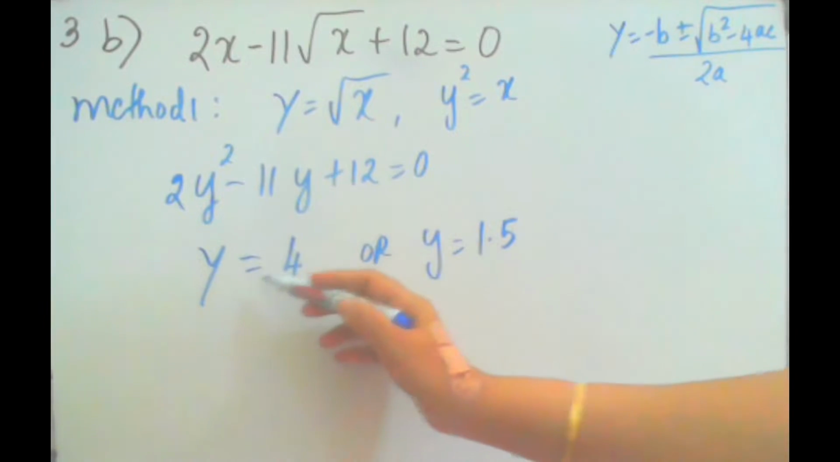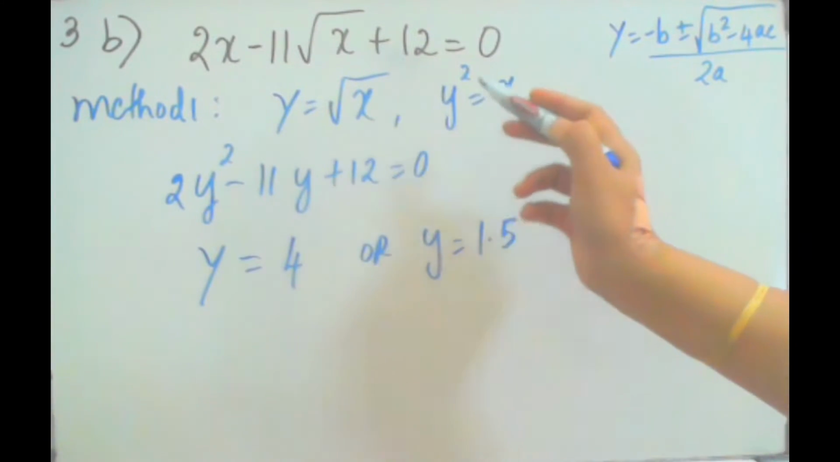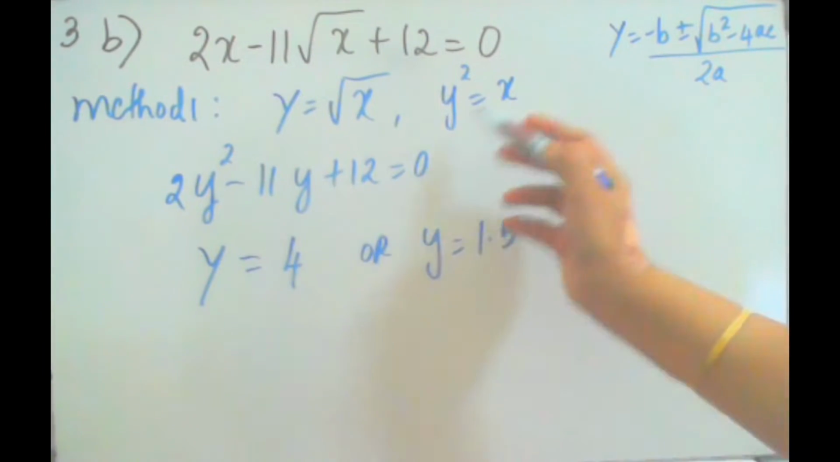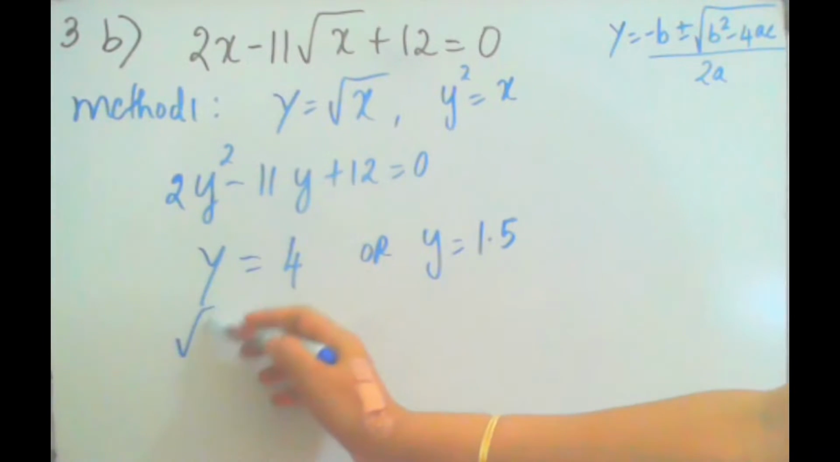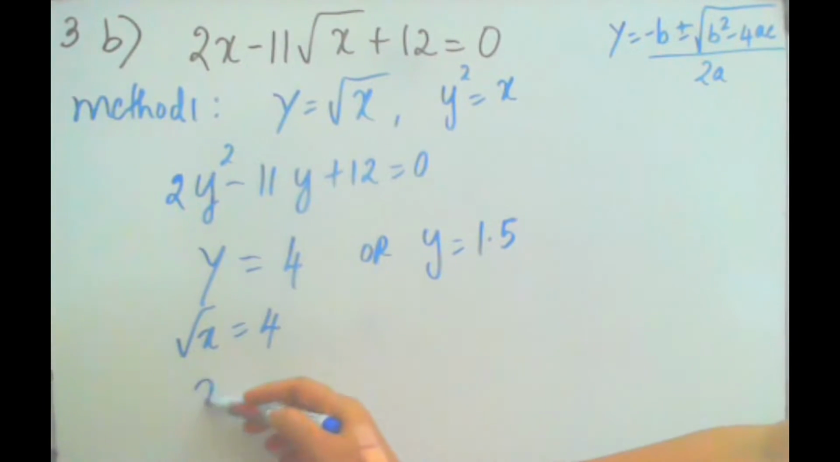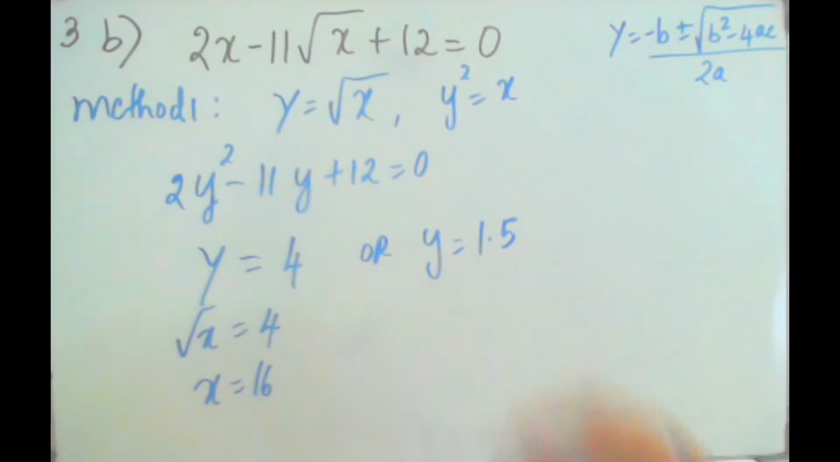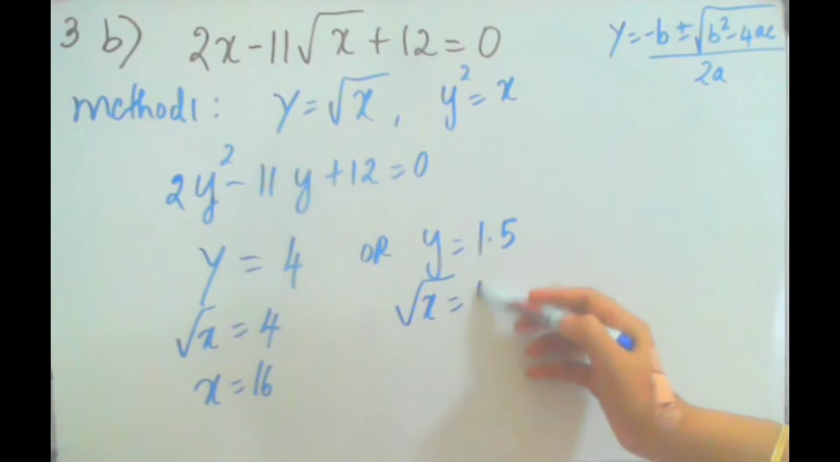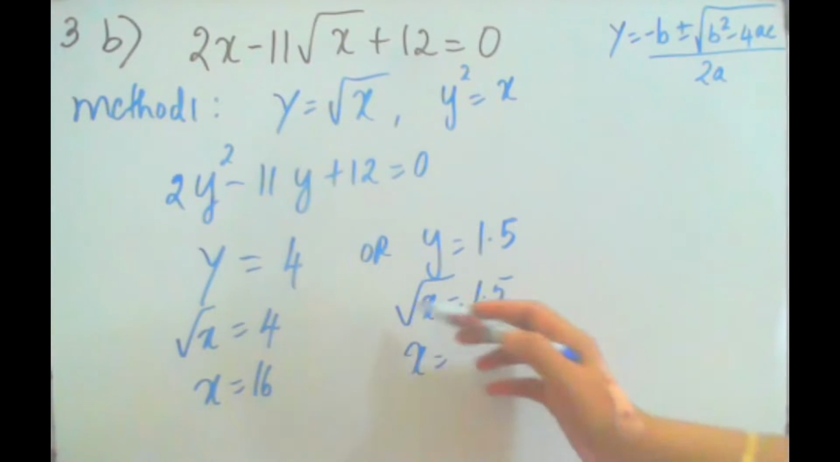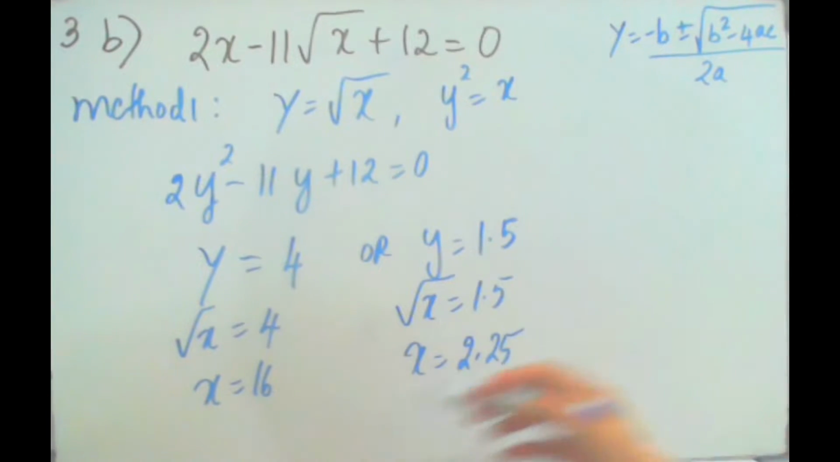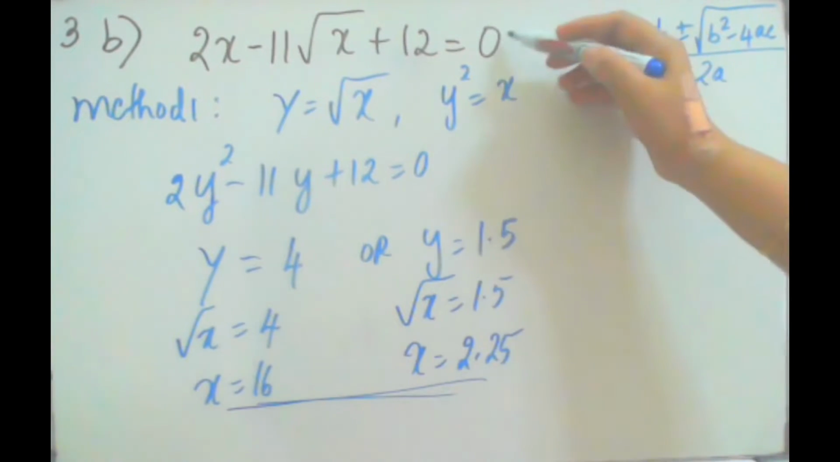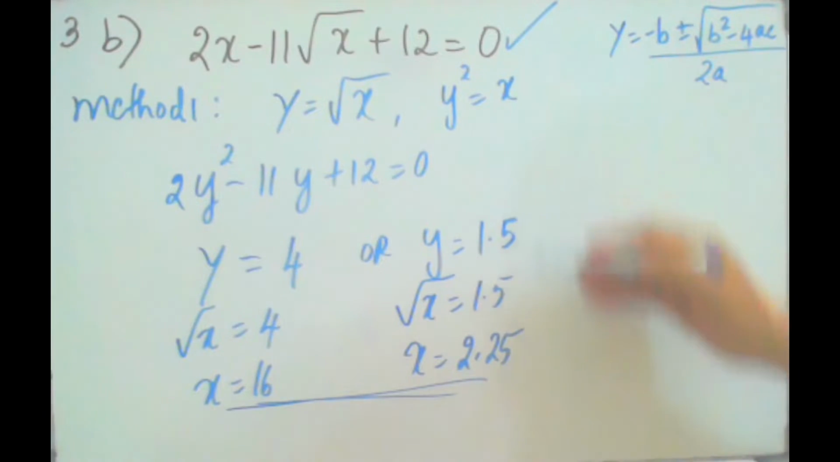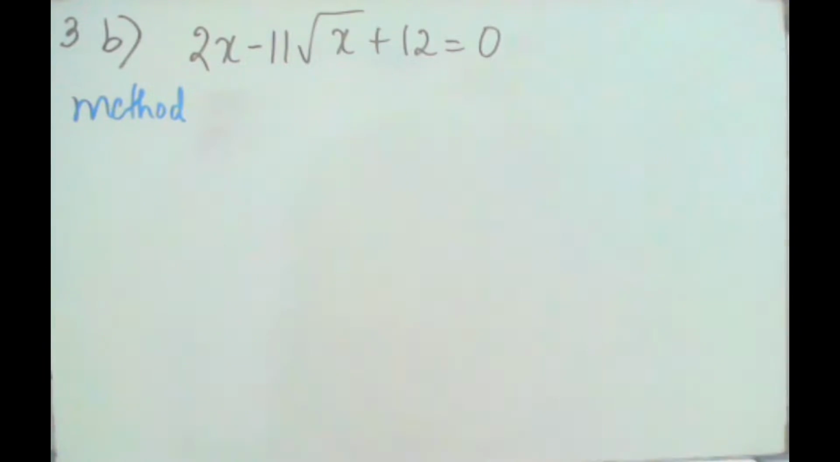Alright, so now we got the value of y, we can get the value of x. So y is 4, that means root x is 4, therefore x is 16. Root x is 1.5, x is squaring that, 2.25. So these are the two values that satisfy this equation. So this is the answer for 3b.